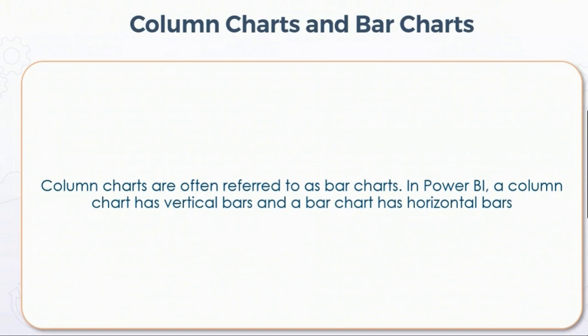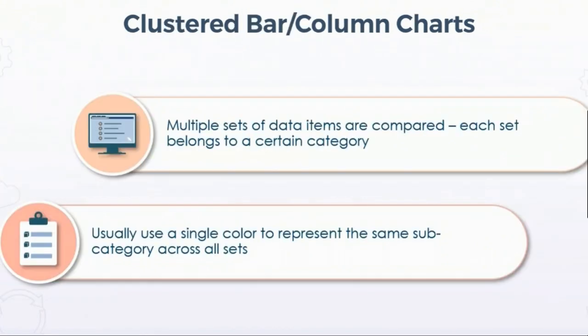What is the difference between column charts and bar charts? Column charts are often referred to as bar charts in Power BI. A column chart has vertical bars and a bar chart has horizontal bars. So this is the difference in Power BI. Both are showing quantities.